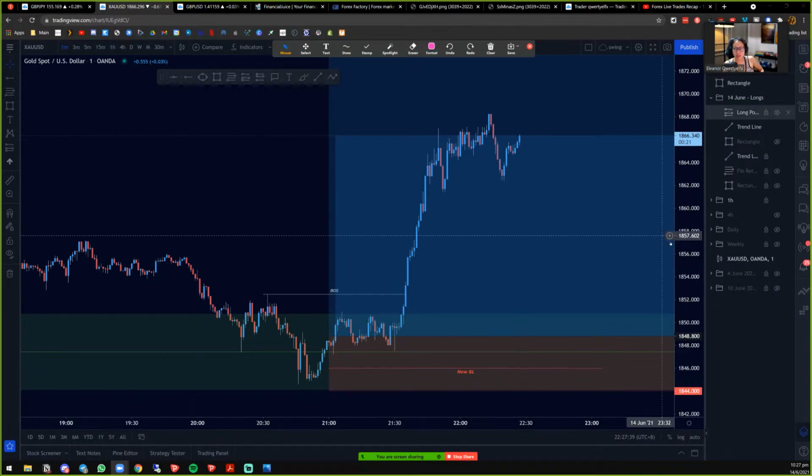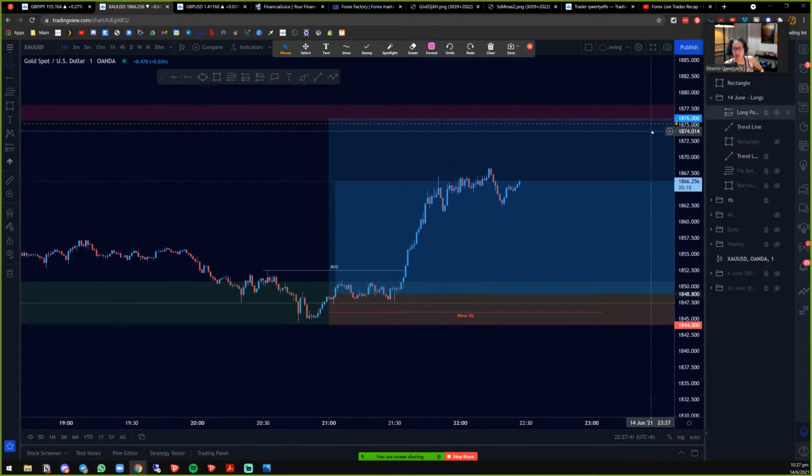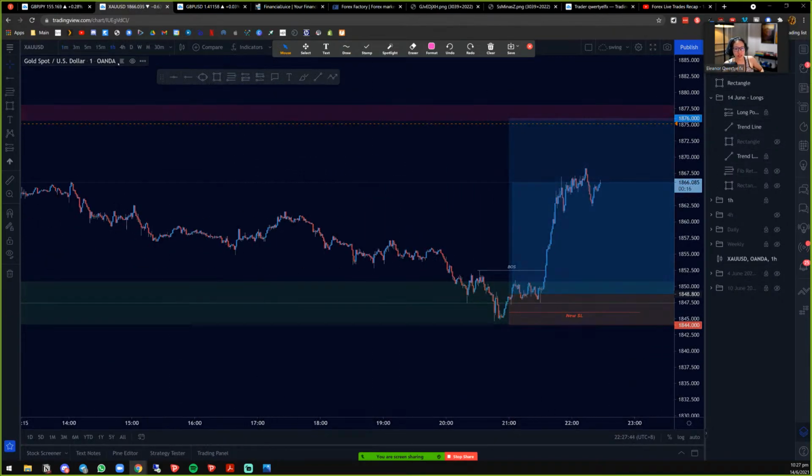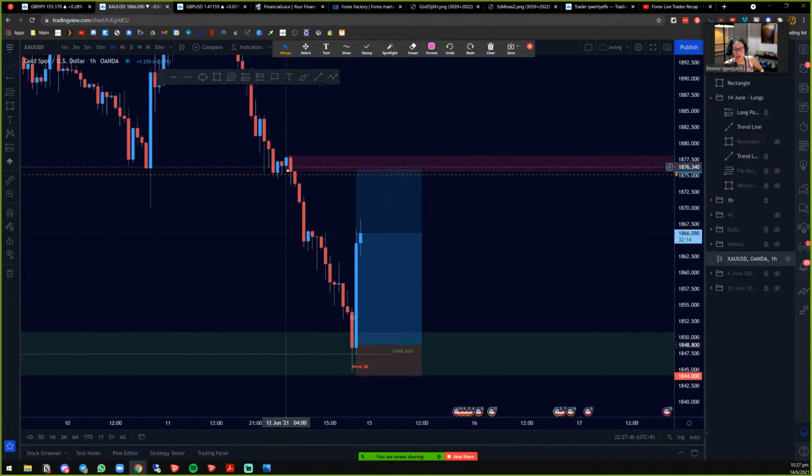But I haven't secured anything. My first area I'm looking to secure is probably 1876, which is a 1 hour supply zone. So yeah.